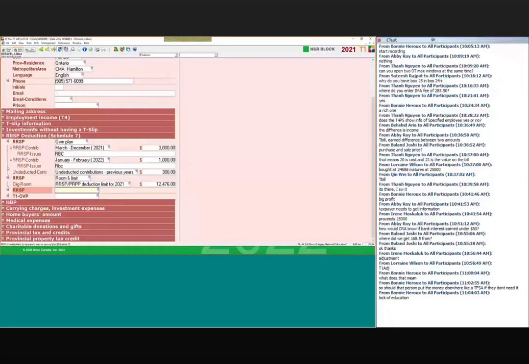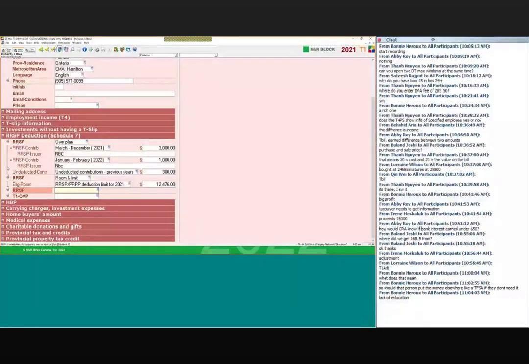I remember a gentleman came in and his wife's income was under $10,000, and he made an RSP contribution in her name. It made no sense. It wasn't even a spousal contribution. He made it in her name. Why are we putting RSP contributions into the wife? I didn't understand why he was doing this. I don't think he knew what he was doing.